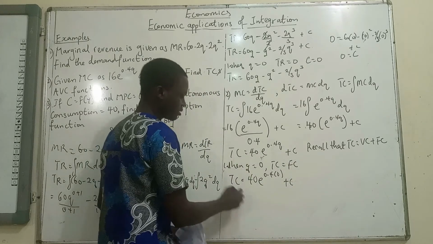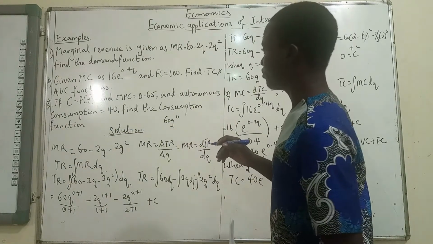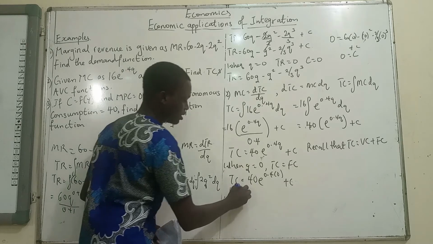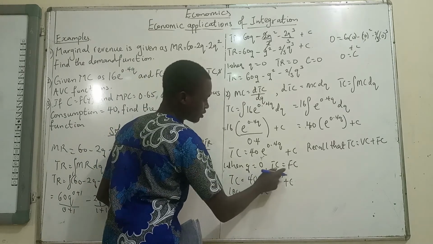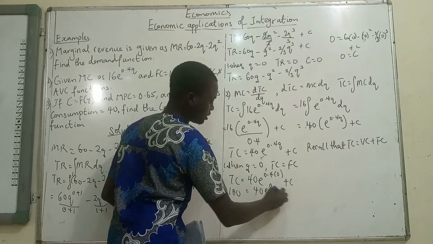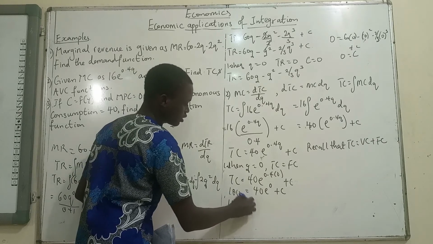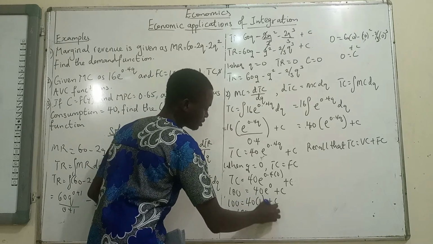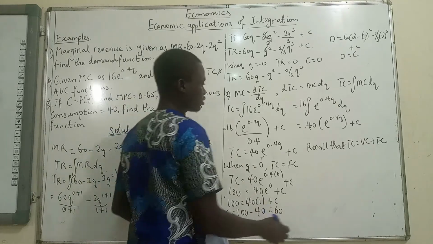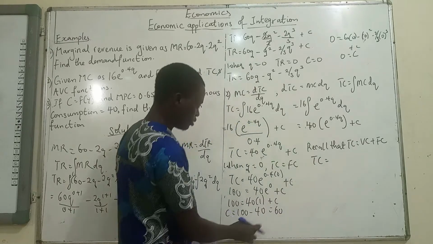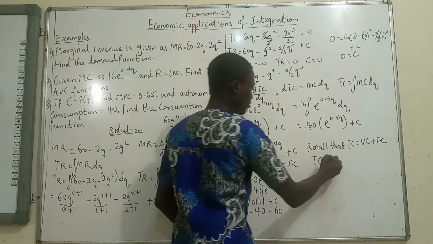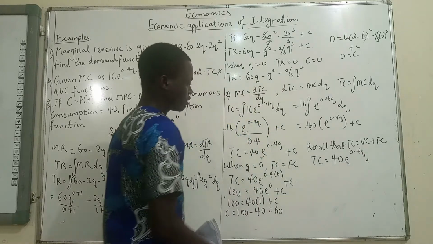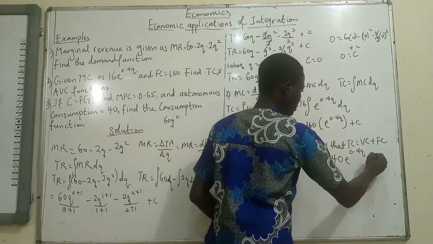But we already said that when Q is 0, TC is equal to FC. So this TC becomes 100, because we are given that FC is 100. So 100 equals 40e raised to 0.4 times 0, which is 0, plus C. Then 100 equals 40 times e raised to 0, which is 1, plus C. Then C equals 100 minus 40, which is 60. So we rewrite the total cost function as 40e raised to 0.4Q plus 60.